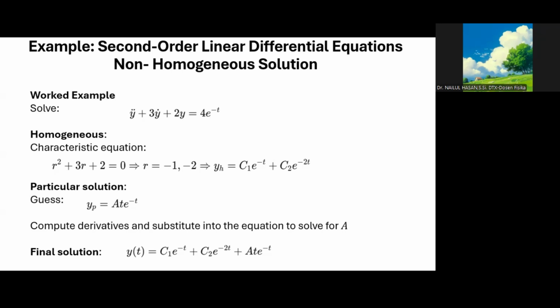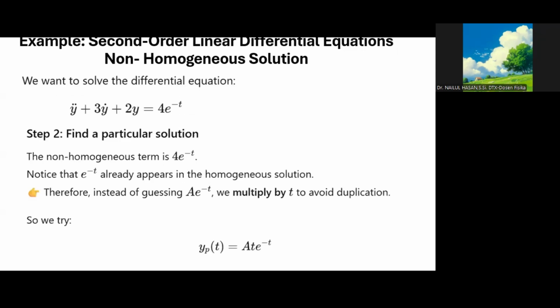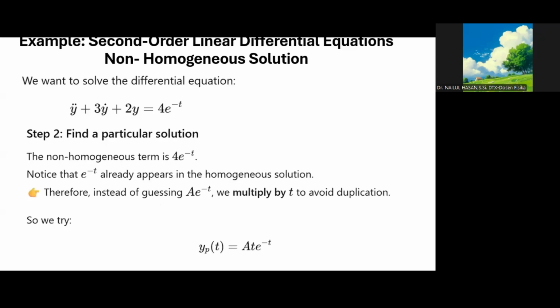And particular solutions we can guess like this: a times t exponential minus t, and we can compute derivatives and substitute into the equation to solve for a, and we can find a for the final solutions. Let's look in more detail at the a here.